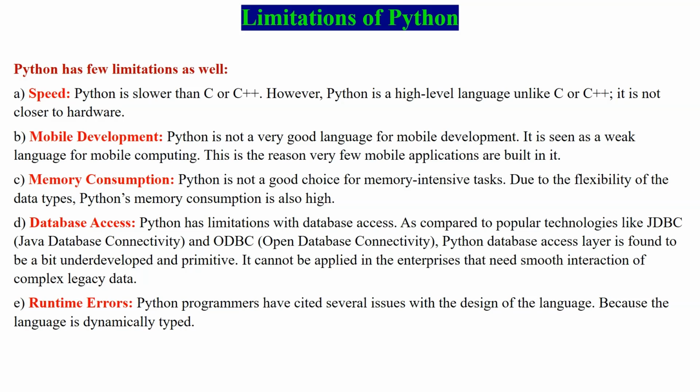Next limitation is memory consumption. Python is not a good choice for memory-intensive tasks. Due to the flexibility of the data types, Python's memory consumption is also high. Next limitation is database access. Python has limitations with database access. As compared to popular technologies like JDBC, Java Database Connectivity, and ODBC, Open Database Connectivity, Python's database access layer is found to be a bit underdeveloped and primitive. It cannot be applied in enterprises that need smooth interaction of complex legacy data.